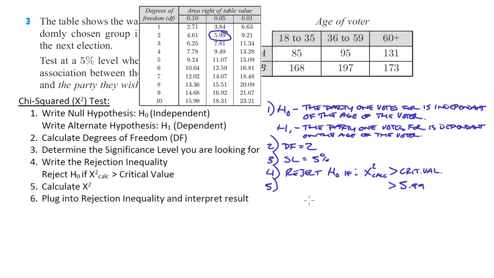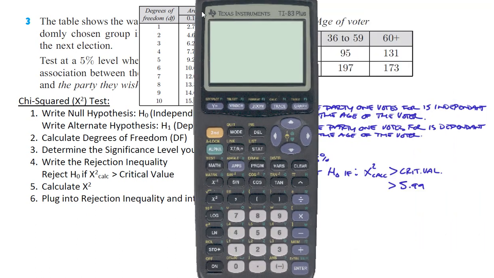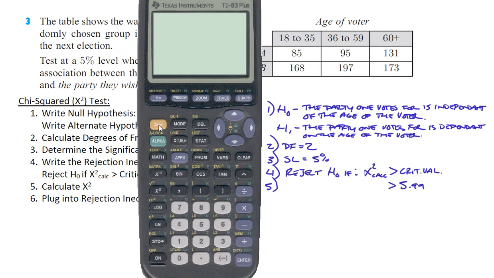Right, and then now we're going to want to come up with our chi-squared calculation here. All right, so let's get our calculator back, and let's put our data in. So we're going to turn it on. Second matrix. Go over to edit. This is 2 rows by 3 columns. And let's put our data in. So we got 85, 95, and 131. Okay, and then 168, 197, and 173 is our data.